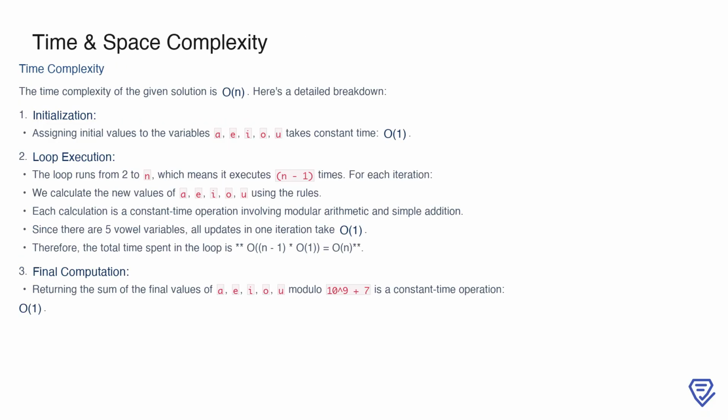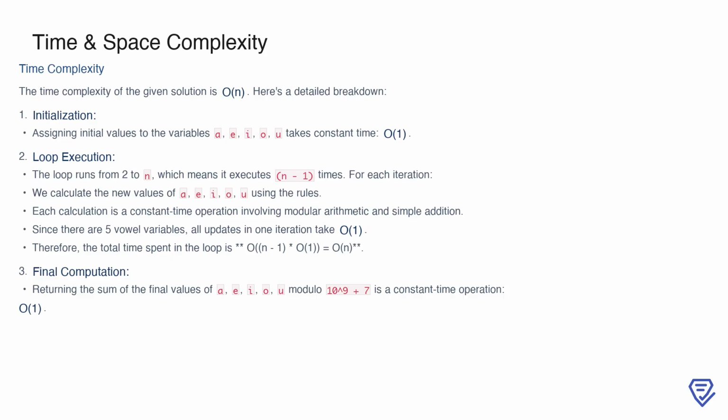The time complexity of the given solution is O(n), and here's how we arrive at that. First, in the initialization step, we assign initial values to the variables representing the counts of strings ending in each vowel: a, e, i, o, and u. Since this involves setting a fixed number of variables, it takes constant time, which we denote as O(1).